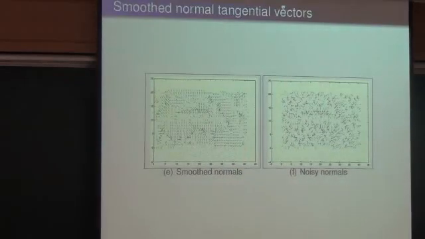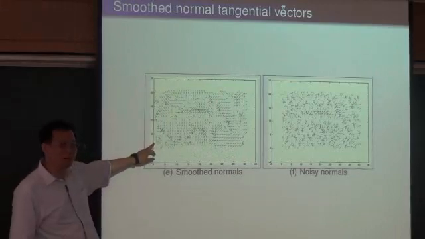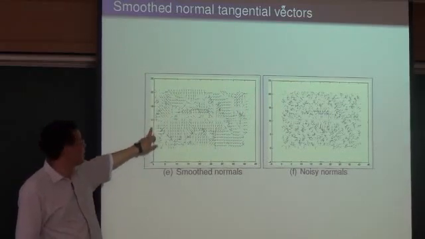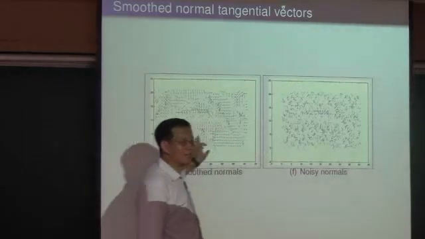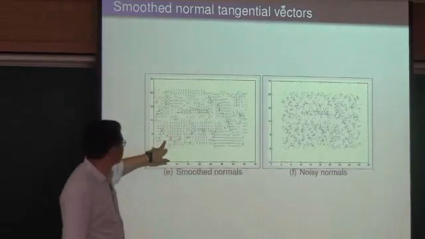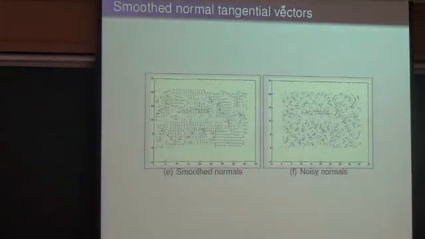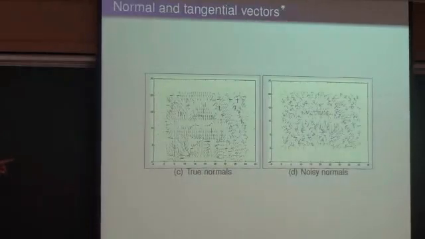But if you do a smoothing, suddenly you get something so good. Just smooth the noisy unit normal vectors, and this is what you get. You see a lot of structure, but it is over smooth compared with the true normals. Here are the true normals, here is the smooth one.